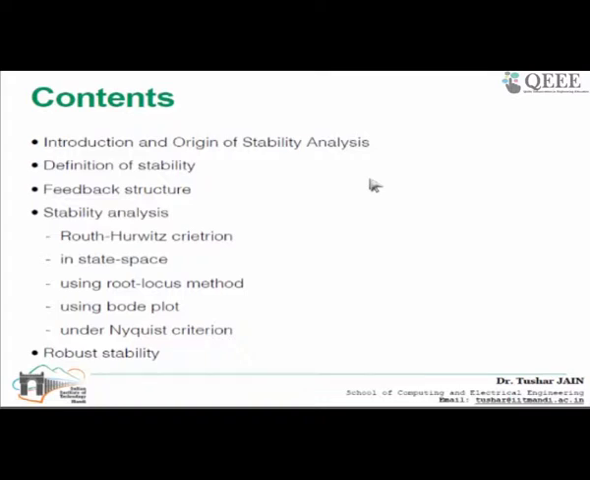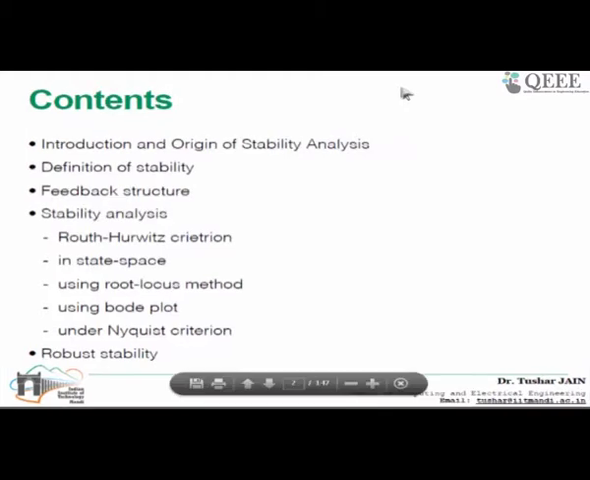Then we will see some definitions of stability, how stability is defined, how we compute it, or how we determine the stability of a given system. Then we'll see the number of different feedback structures used to study stability. Then there are a number of tools by which we can do the stability analysis. The first one we'll start with is the Routh-Hurwitz criteria. Then, in the state space, the root locus method, Bode plot, and finally the Nyquist criteria.